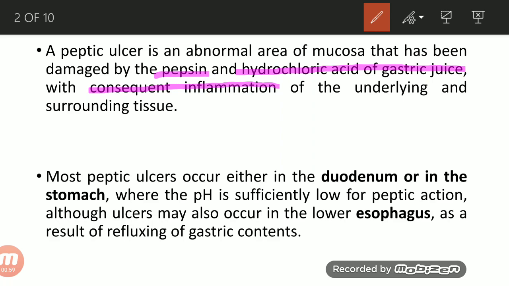The most common peptic ulcer is the duodenal ulcer, which occurs in your duodenum, followed by that of your stomach. Ulcers can also occur in your esophagus if there is reflux of your gastric content, that is, gastric contents moving upwards towards your esophagus. In that case you may have esophageal ulcers as well. Mostly it is because of a low acidic pH which damages your mucosal layer.